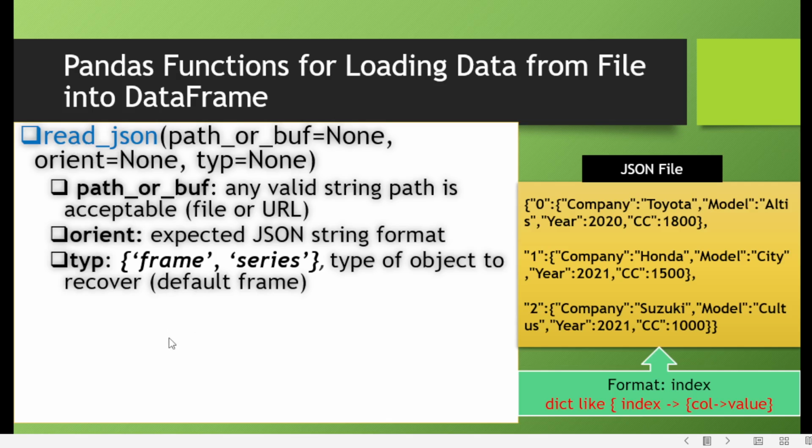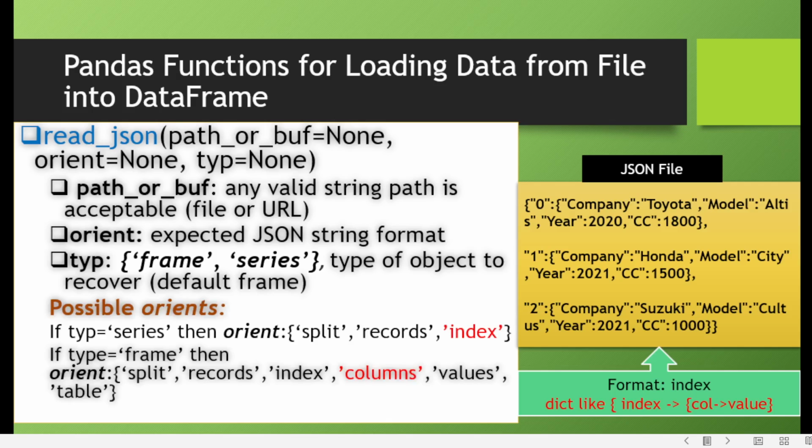for reading the JSON file, whether it is a local file, a URL, or a compatible string. First is path. Any valid string path is acceptable. Orient is actually the expected JSON string format. Type, whether it is frame or series; the default is frame.